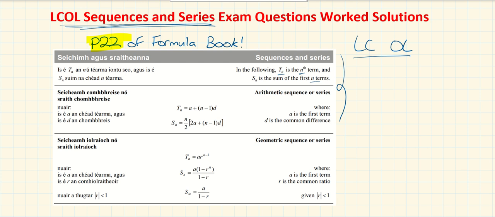Now at ordinary level, you only have to know these top ones here. So there's only arithmetic and quadratic on it. So you just need to know these top ones. You don't need to worry about the geometric series.